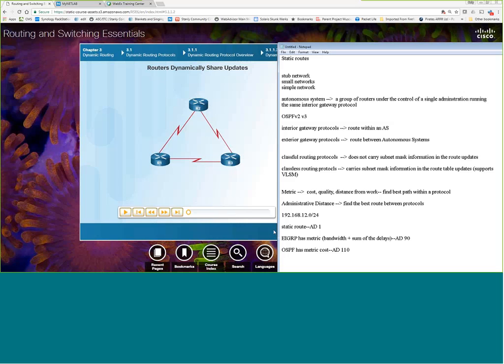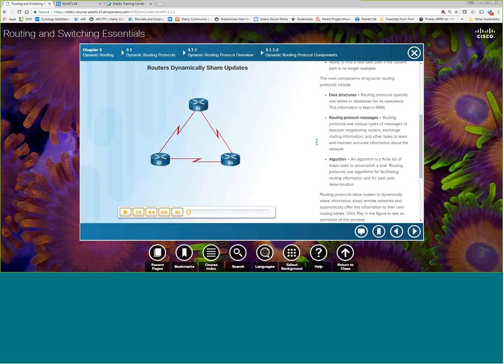Does that make sense, Dan? Yeah. And that would be a backup route. An example of having a backup route.